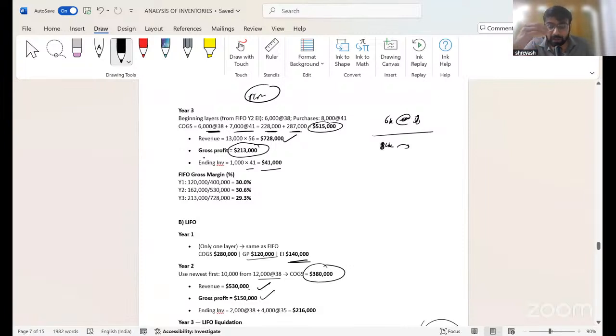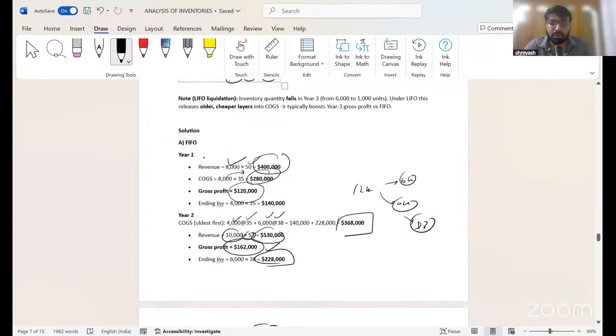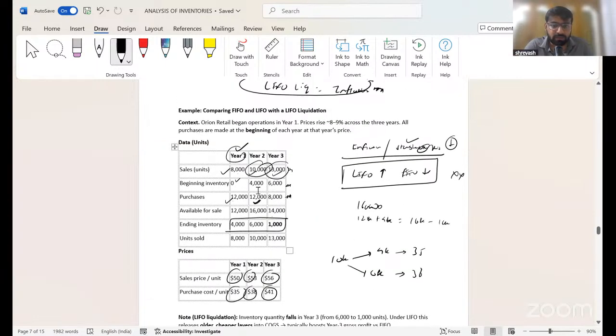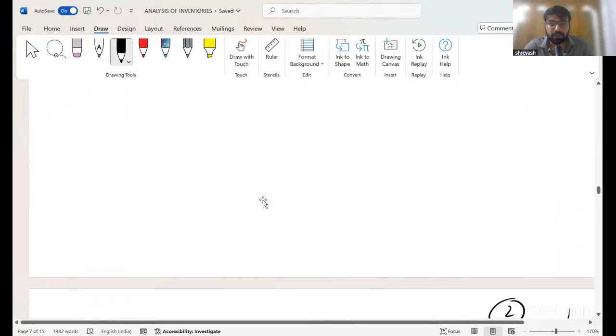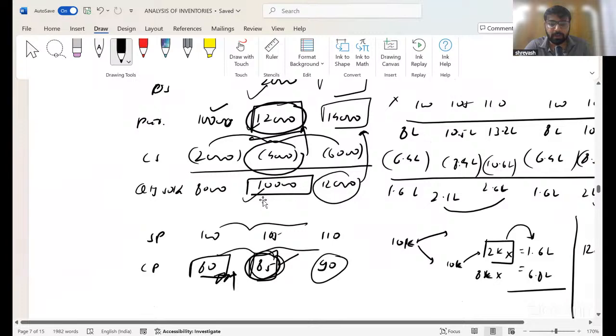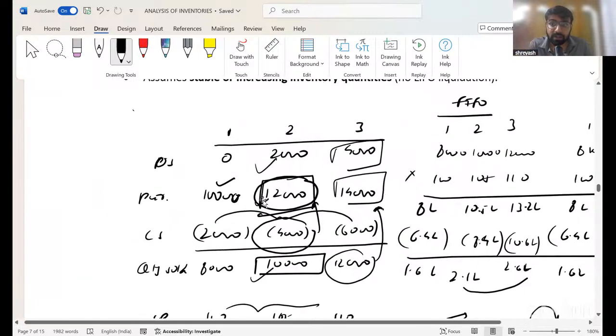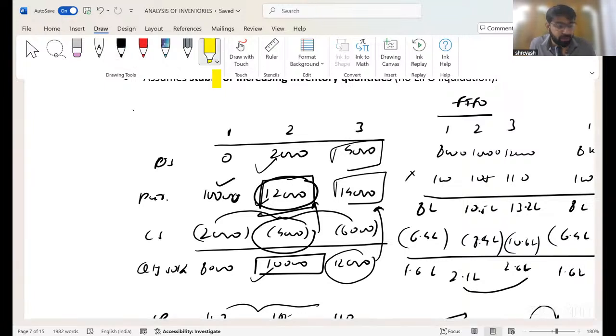क्यों? Because my inventory was increasing. सर क्या बोला, समझा नहीं। Carefully see what is the reason for the rise in inventory. Sir, my purchases have consistently gone up. मेरा purchases कहाँ से कहाँ गया सर? मेरा purchases went from 10,000 to 12,000 to 14,000. The purchases have consistently gone up. That makes my inventory also go up.